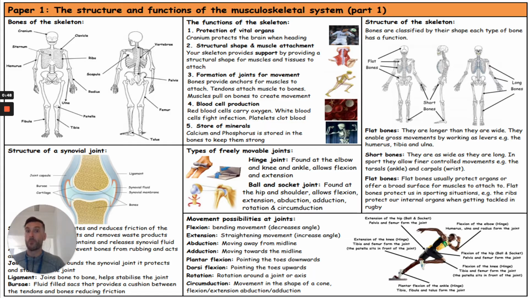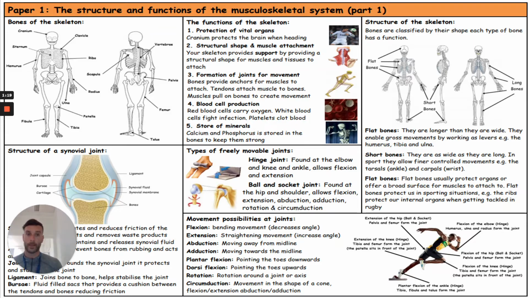You get formation of joints for movement. So two bones meet at a joint. That joint is where they move. For example, when throwing a ball in handball, the elbow or the shoulder creates the movement to allow that movement to take place. We get blood cell production: the red blood cells that carry oxygen, the white blood cells that fight infection, and platelets that clot blood. This all takes place in the bones. They also store minerals, so calcium and phosphorus are stored in the bones, which help to keep them strong.